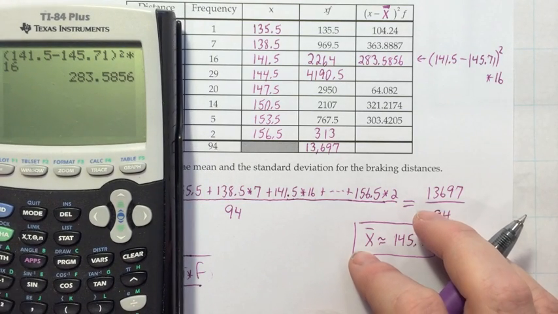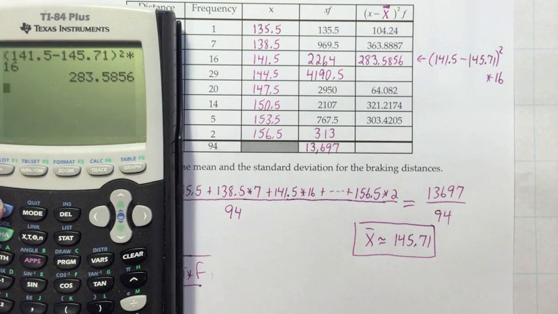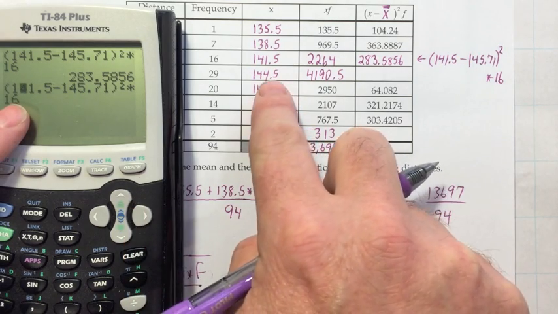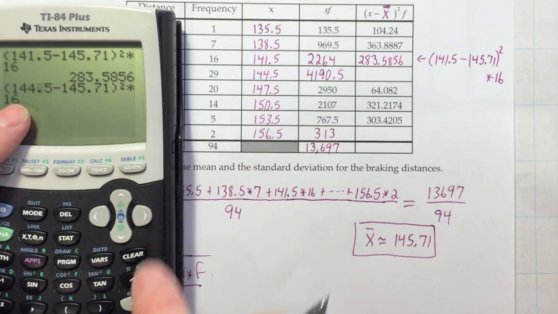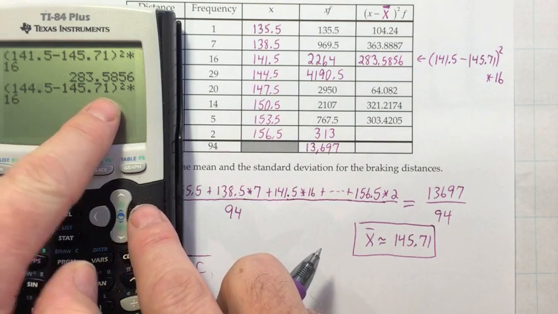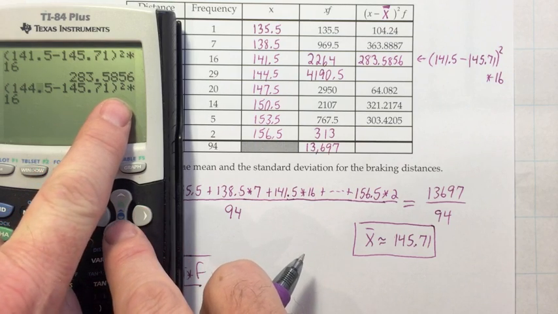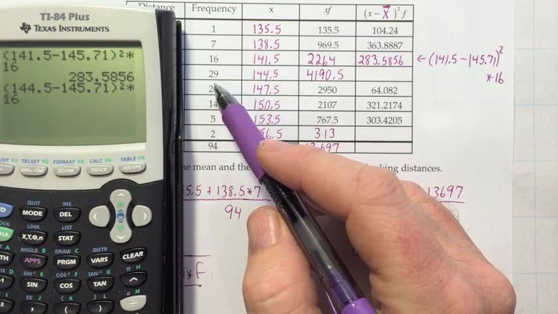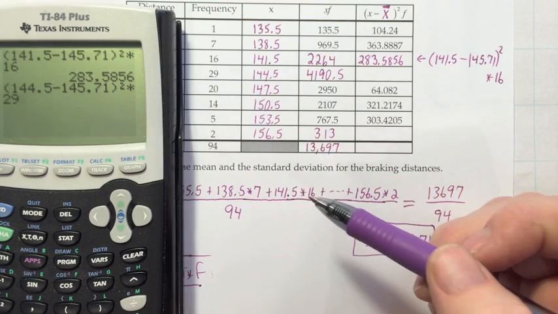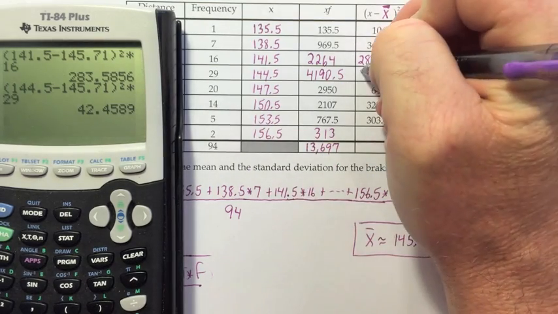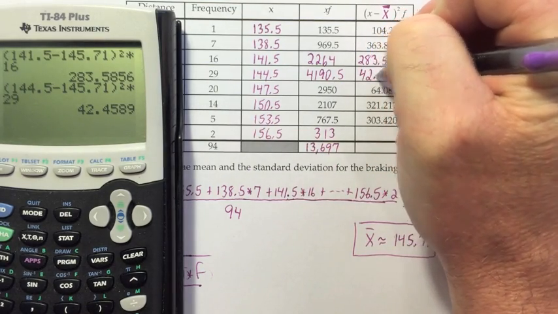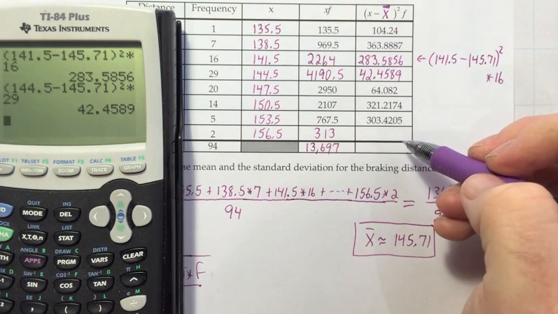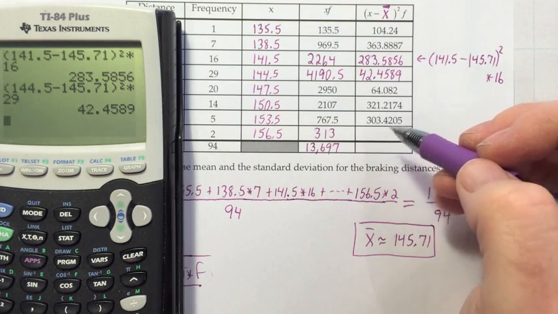So we could type the whole thing in again, but I like to hit the second key and enter and then just make a change. The x value on that row changes to 144.5. The mean is still the same, the parentheses are still the same, the squaring's the same, but the frequency has changed. So that's now going to be 29 instead of 16. So this one is 42.4589. And then we have one more to finish off down here at the bottom.